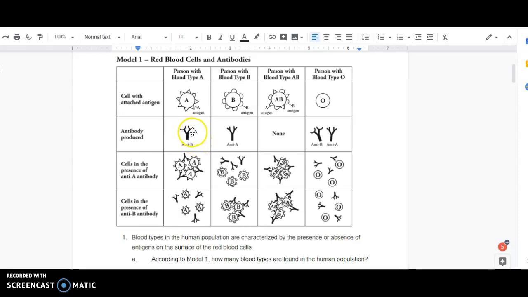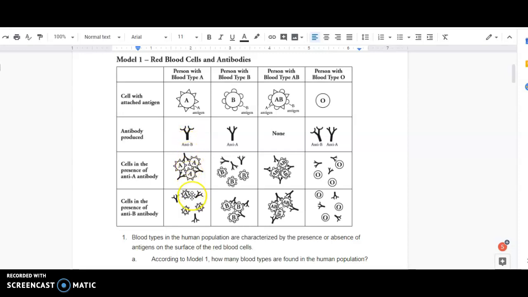You can see the shape of these anti-B antibodies, though, do match up with B antigens. So, for example, if a B blood cell was present with anti-B antibodies, these shapes would connect together and cause an attack to happen. So I'm going to show you a little bit more here.